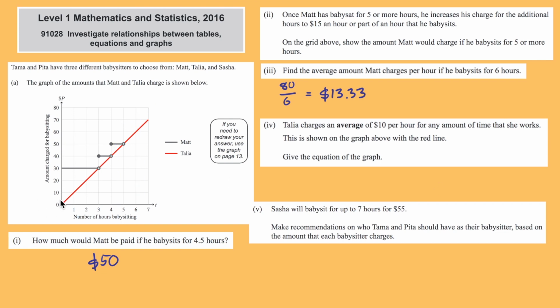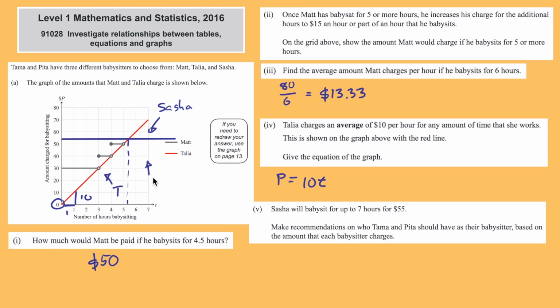Part 4 is about finding the equation of Talia's graph. The y-intercept is the origin and the gradient is 10 over 1, so 10. So the equation is p is equal to 10t. Make sure you use the correct letters here. Part 5 then requires us to draw in Sasha's flat rate of $55 for up to 7 hours.